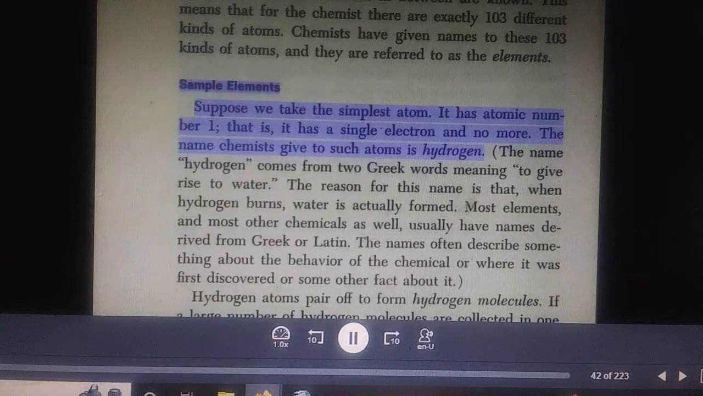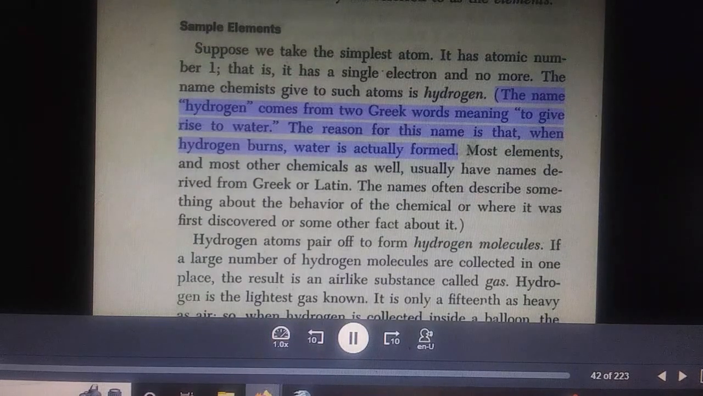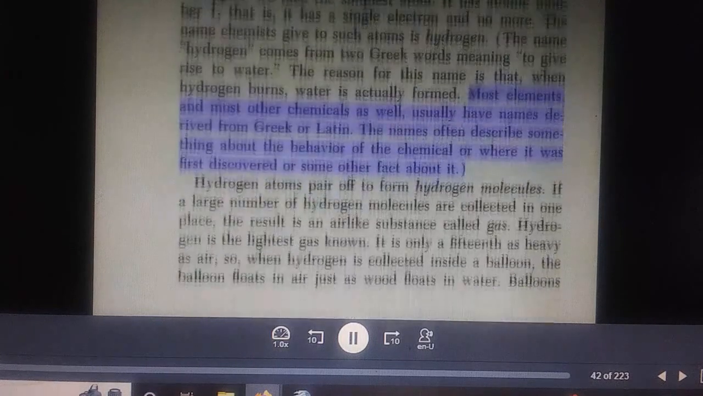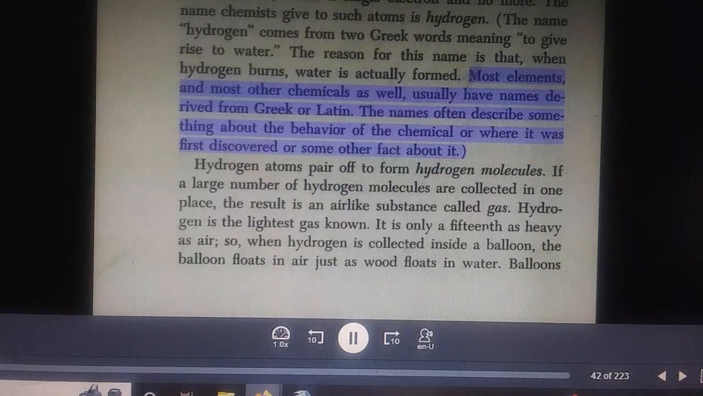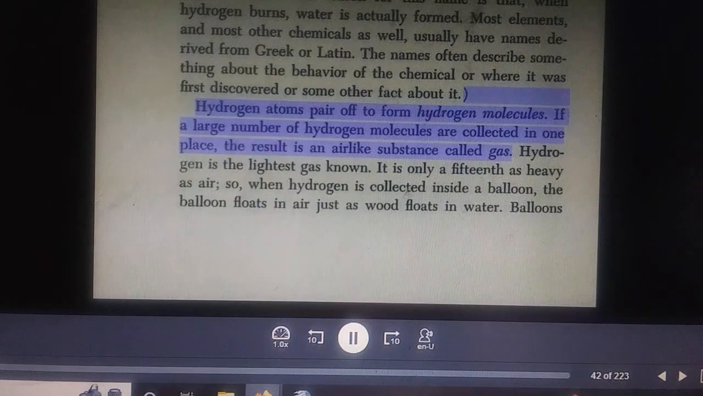Sample elements. Suppose we take the simplest atom. It has atomic number 1, that is, it has a single electron and no more. The name chemists give to such atoms is hydrogen. The name hydrogen comes from two Greek words meaning to give rise to water. The reason for this name is that, when hydrogen burns, water is actually formed. Most elements, and most other chemicals as well, usually have names derived from Greek or Latin. The names often describe something about the behavior of the chemical or where it was first discovered or some other fact about it.